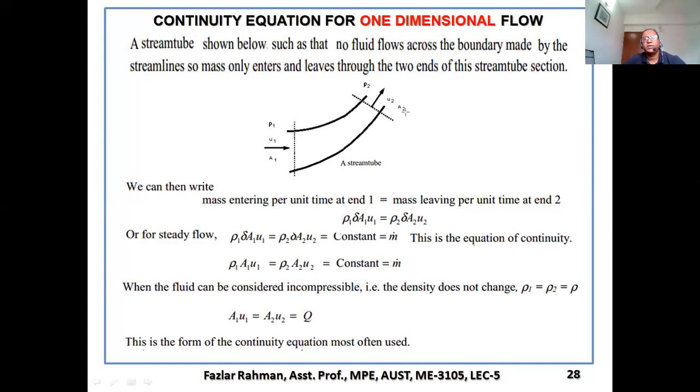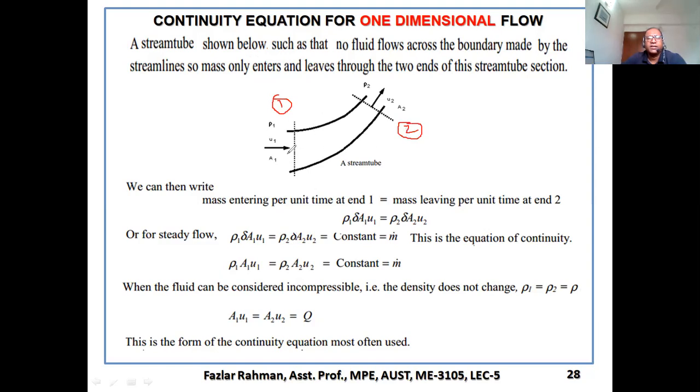In section 2, area A2, velocity of the fluid U2, density rho 2. That means it is compressible. You see rho is not the same: right over here one density, at section 2 another density. Now we are saying that mass cannot be created or destroyed, and since there is no storage, water entering the pipeline at section 1, the same amount of water has to leave through point 2.